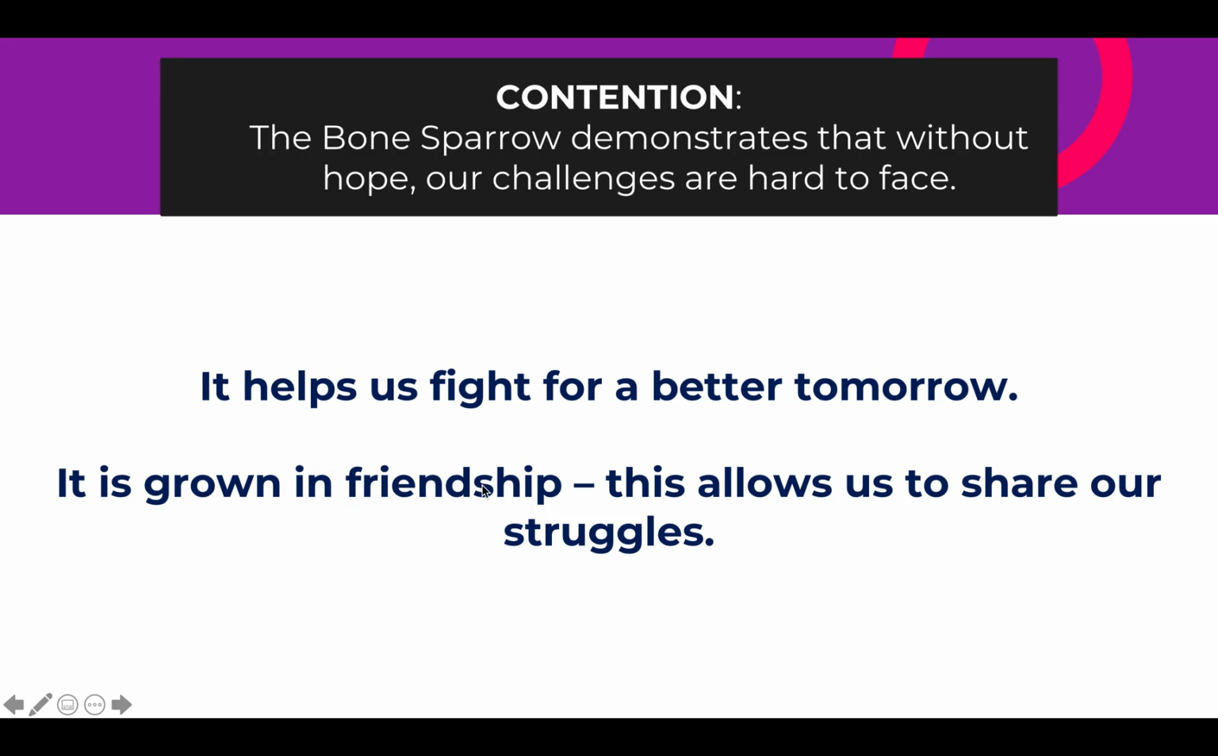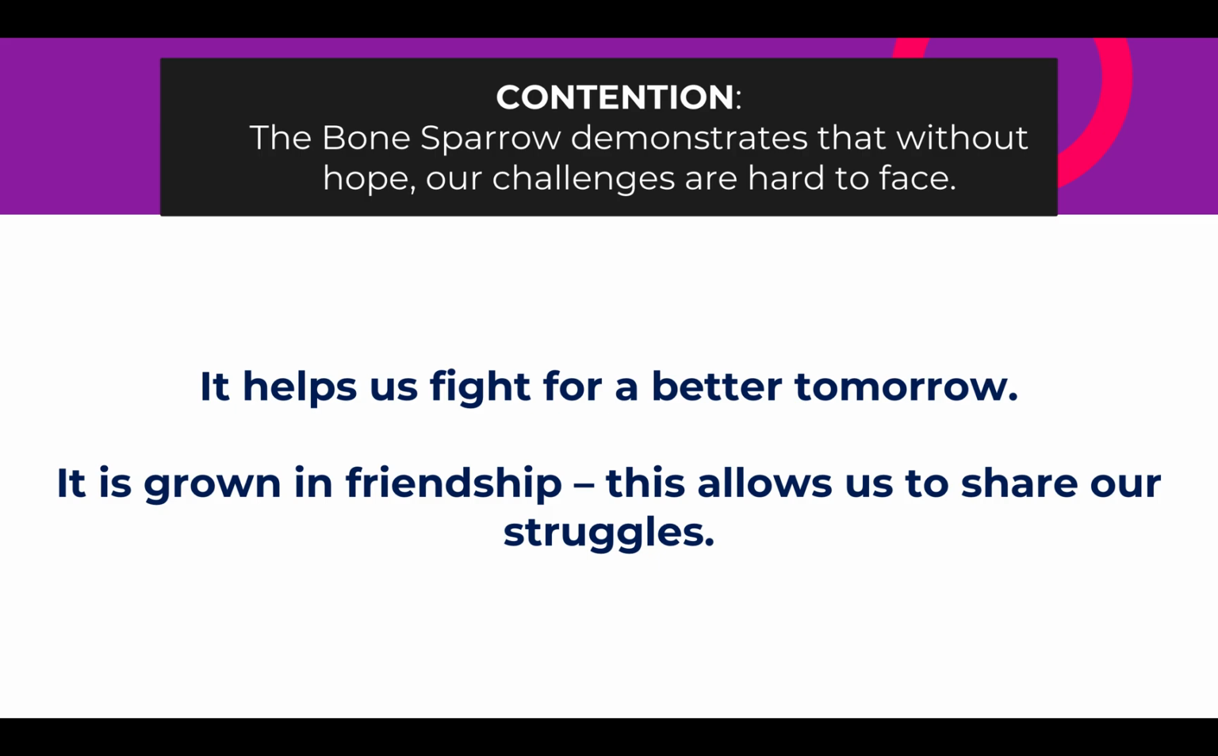It's strengthened in friendship because when we share our struggles, we can actually fight easier. So I've got 2 different arguments that are quite different, but they still relate to the contention. Now, after I've done that, I'm then going to think about evidence from the text. So it's all well and good for me to go, oh, that's a really good argument. Yep, I believe it helps us fight for a better tomorrow.